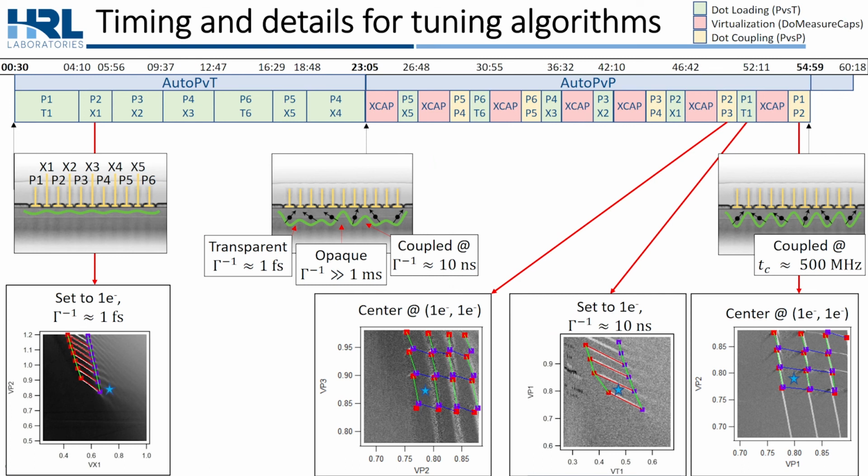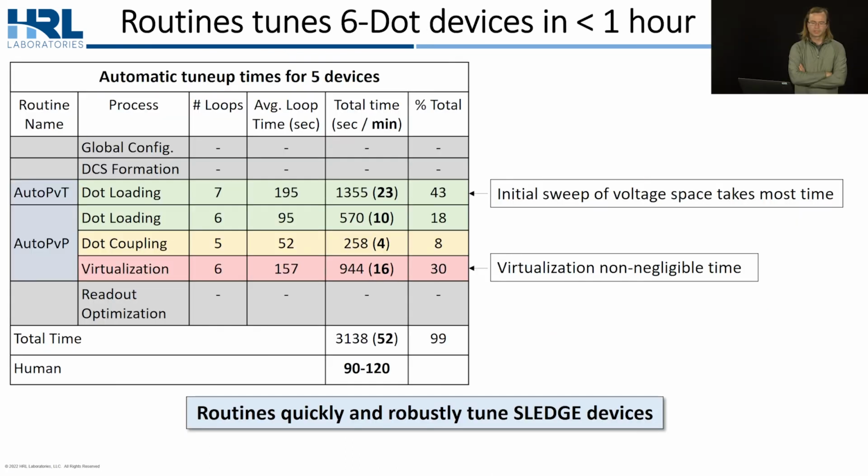And the P1, T1 is just an example of collecting that scan and setting it to a little bit lower, in this case about 10 nanosecond dot relaxation time. And this final scan is, again, just another dot coupling scan, or double dot charge stability diagram, where we can successfully identify the 1 electron state. And so we can apply these routines across a variety of devices.